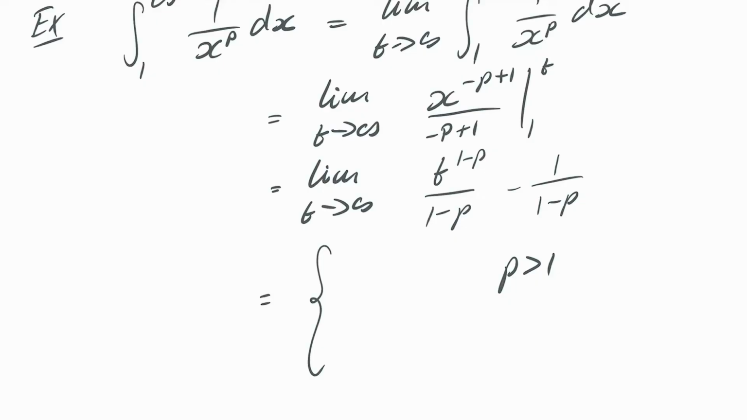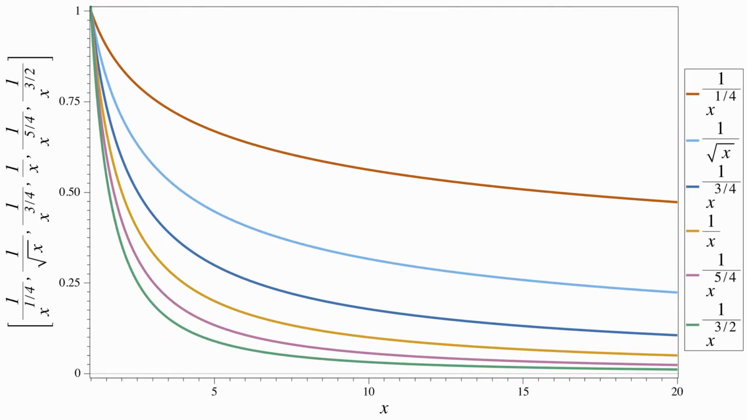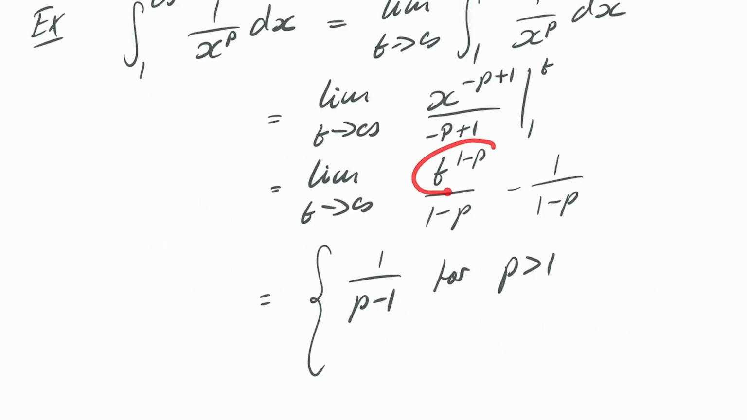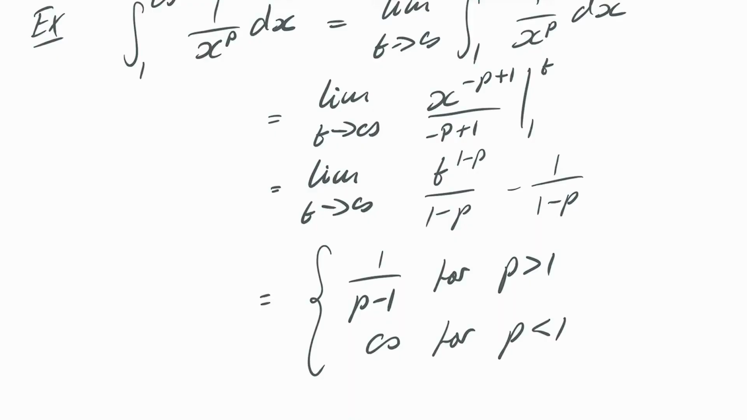So this part here will tend to 0 for p larger than 1, and I'm left with 1 over p minus 1. And if p is less than 1, but still positive, this part here is going to tend to infinity. For p equals 1, you need to do this separately because we have a logarithm involved. You can try that yourself. So that's an example of using a limit up to infinity.